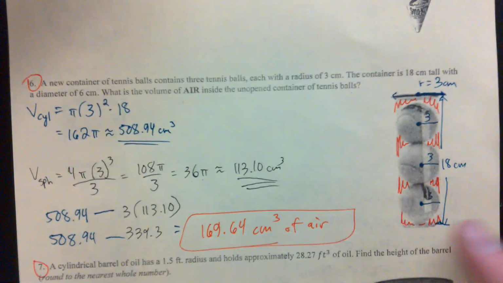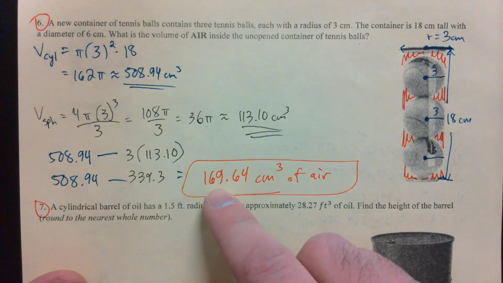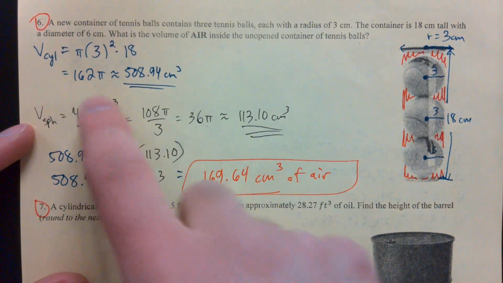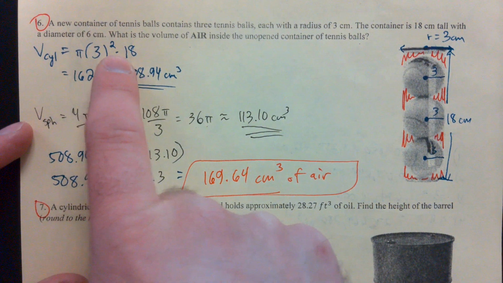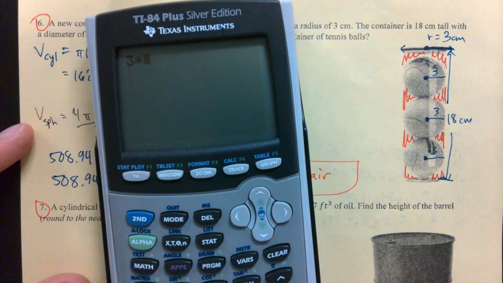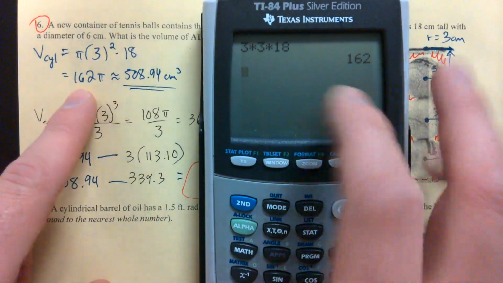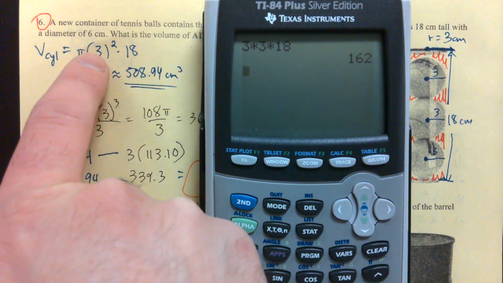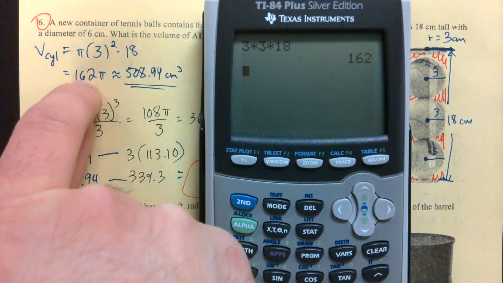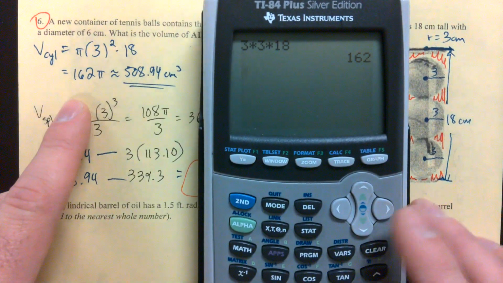Yeah, Ross. How did you get to 162? Right here. Oh, this one? We just did 3 times 3 times 18. So in our calculator, 3 times 3 times 18 gives me 162. So that's just the volume of the cylinder. Pi r squared h. R squared h is 162. And then we throw that pi on the end. That's how we got 508.